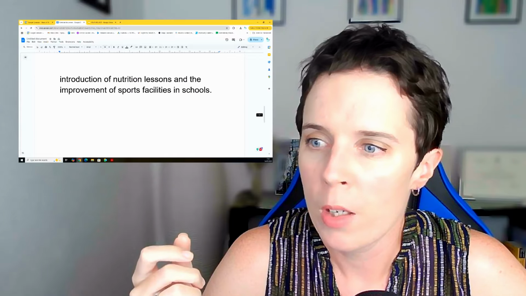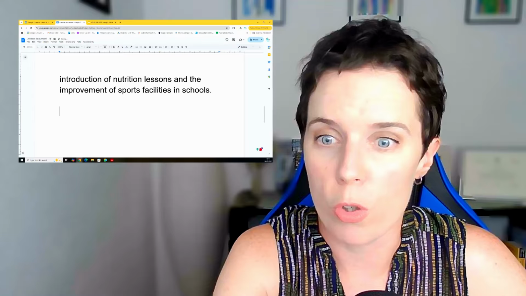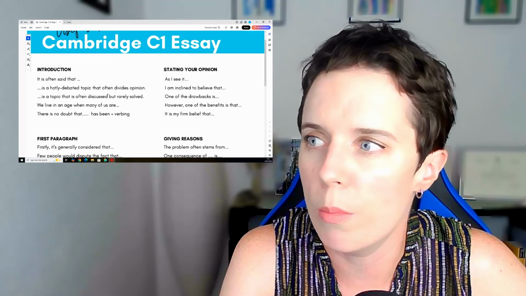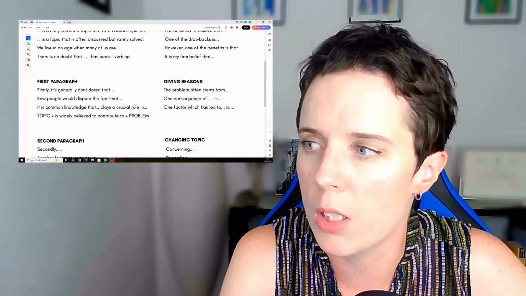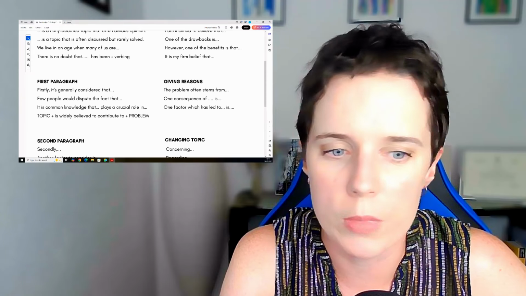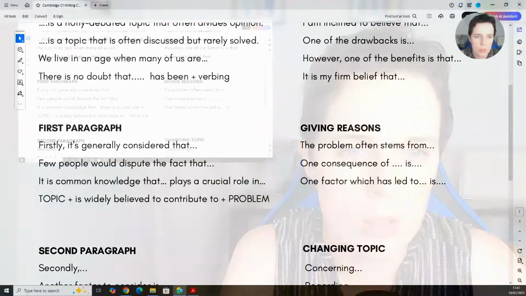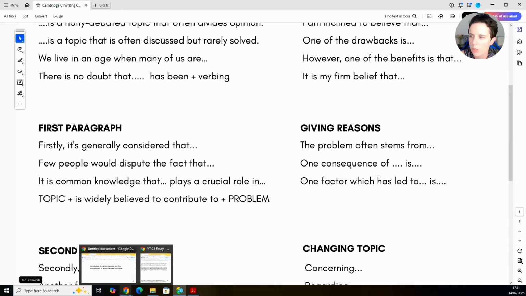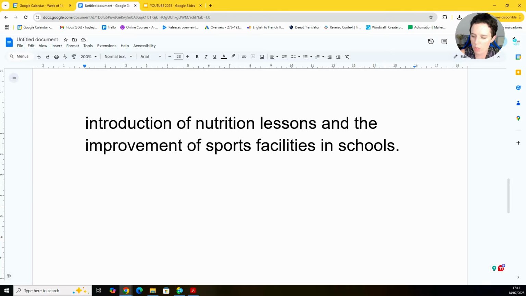Okay. So we need a new paragraph. First of all, make sure you're paragraphing. And let's go back to my useful phrases and take a look if there's anything I can take from there. Okay, first enough, few people would dispute. It's common knowledge that. Okay, I think I'm going to go with it's common knowledge that. That's a nice one. Right, let me start my timer again. Alright, so I'm going to say, first and foremost, that's a nice way to start.